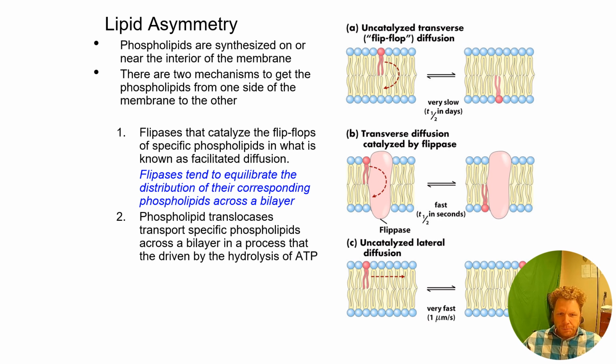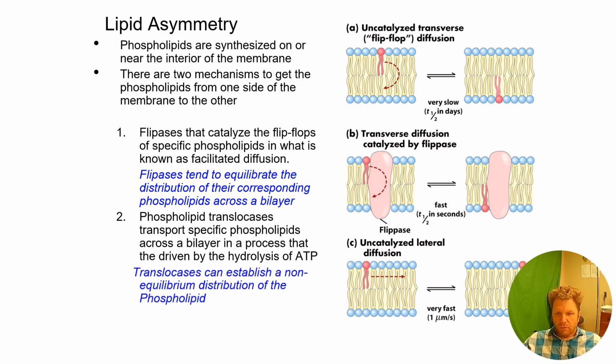across a bilayer. Phospholipid translocases transport specific phospholipids across a bilayer in a process that is driven by the hydrolysis of ATP. Translocases can establish a non-equilibrium distribution of phospholipids.